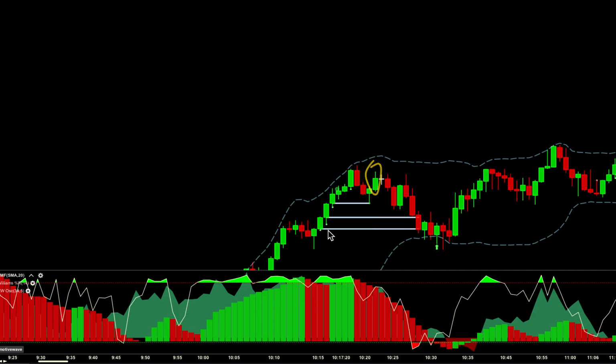So are we going after this volume imbalance right here? Yeah, probably what we're going to do. But I'm just saying getting out of the trend.